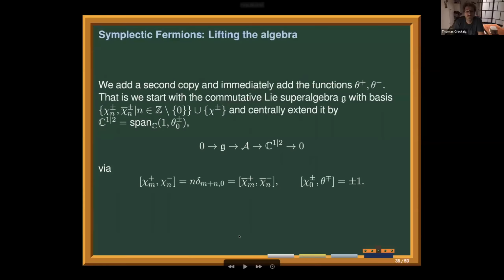Okay, now, but we now want to proceed as before. And now we can be quicker because I don't have to recall.